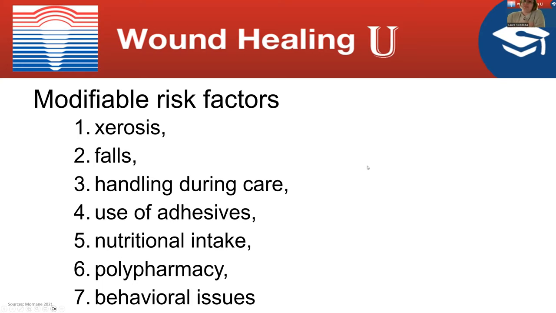And that's where we get into modifiable risk factors. So there are a lot of things. Certainly aging in general, at least at this point, we aren't able to reverse as a modifiable risk factor. But looking at just xerosis, so moisturizing the skin, having a good skincare regimen in place, whether that be in the home or a facility, that they're cleansing with a good balanced cleanser, and then moisturizing right after that every day.